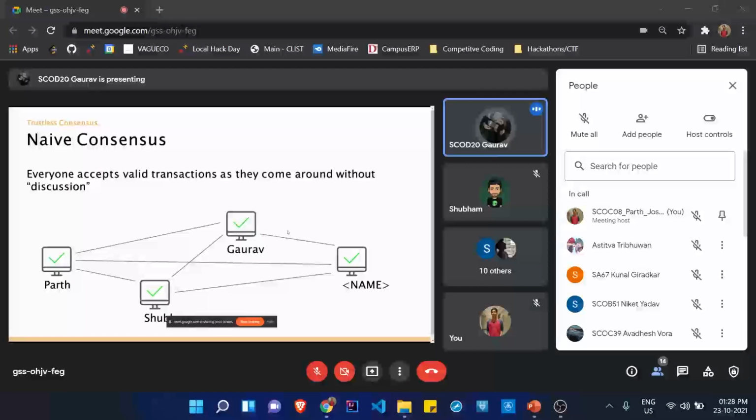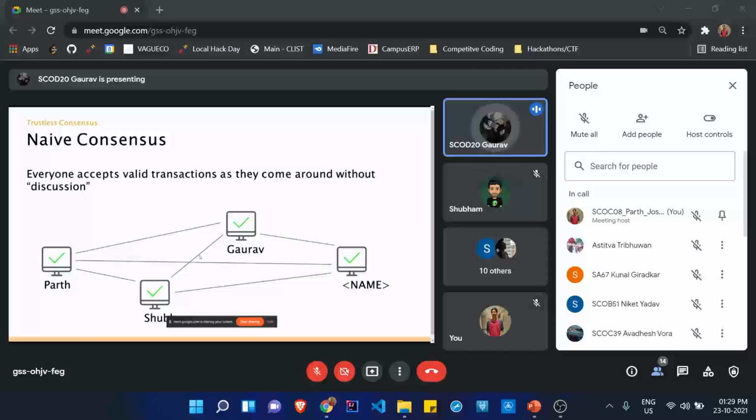There are a few types of consensus I would like to discuss. That's not mandatory, but this will help you visualize how consensus in blockchain works. So first is a naive case. Let's suppose this is me, Gaurav, and Shubham sends Parth some money, and I receive the notification on my blockchain. A pop-up appears that this transaction has been done. So what will I do? I'll be like, okay, it seems valid. So I'll just say, okay, this is valid, and the others will do the same.